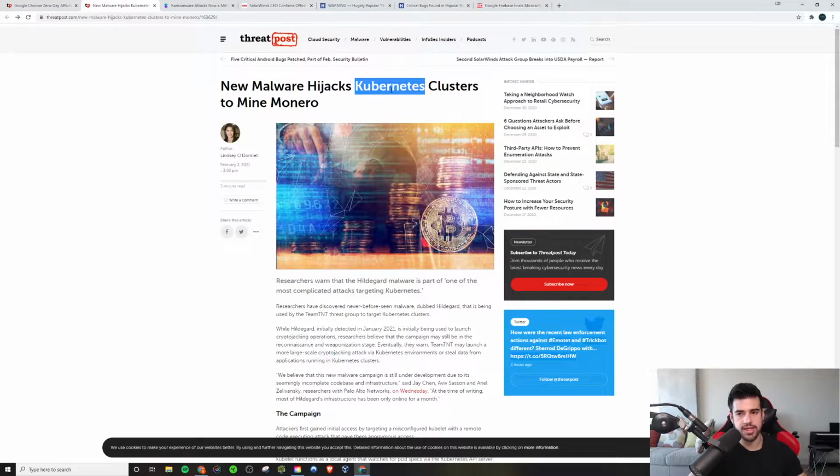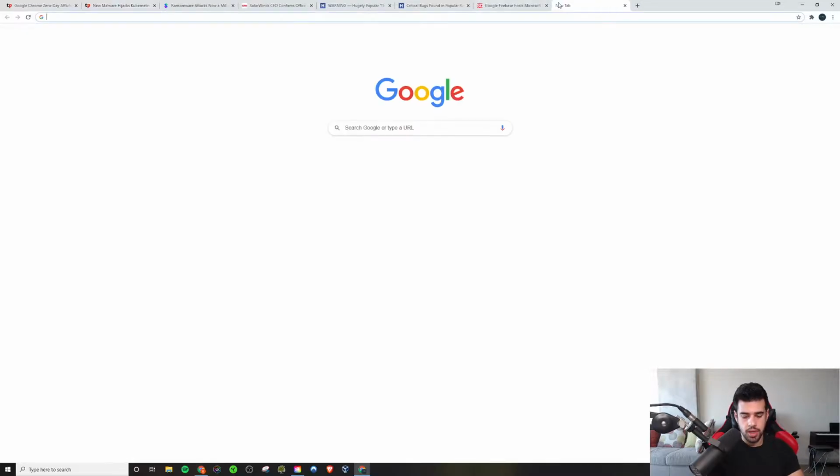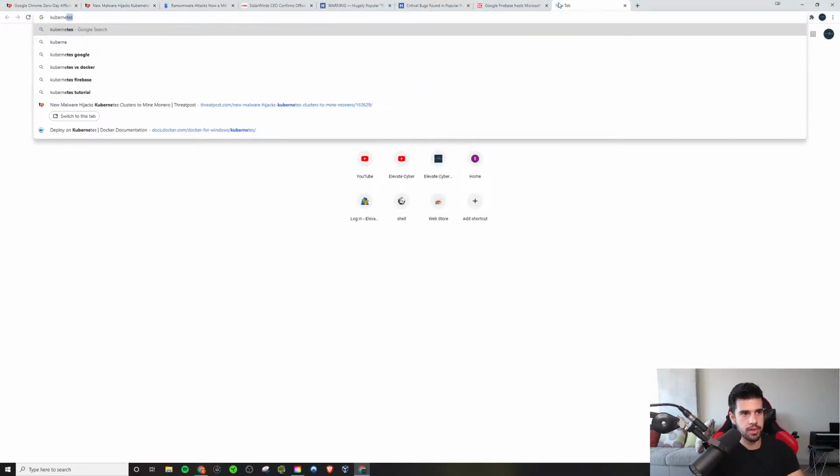essentially, Kubernetes is basically how you can manage your clusters. You have all your containers, whether they're Docker containers or whatever. They don't have to be Docker. You have your containers, right? And you can manage them at scale using this technology called Kubernetes.